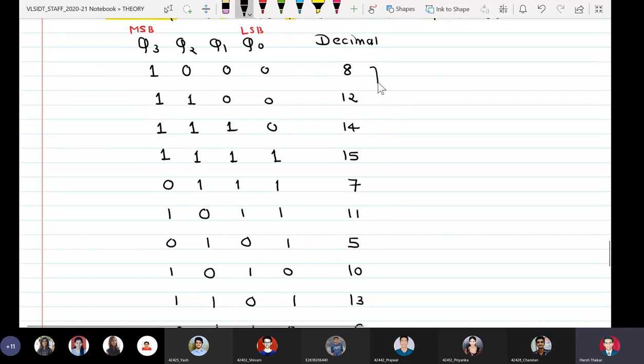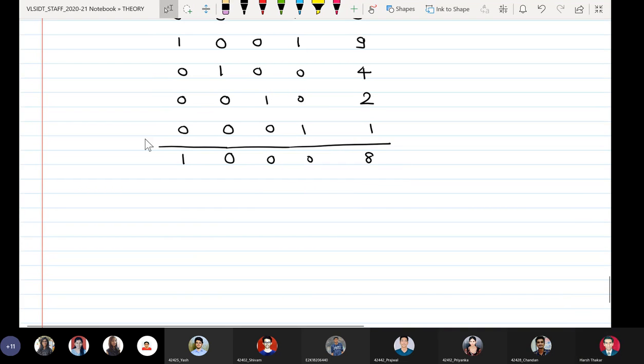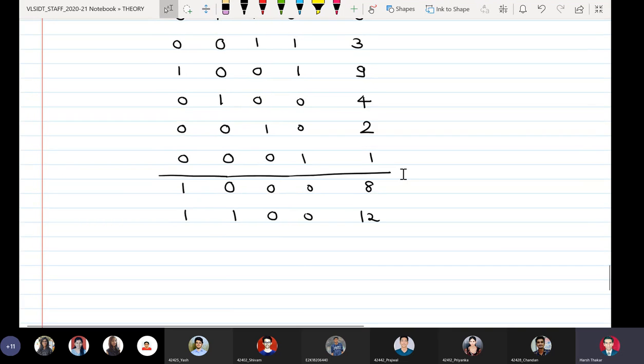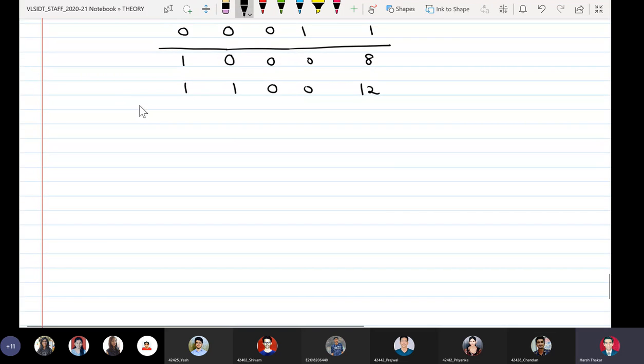So this is totally 15 unique states, and this repeats itself. After 8 we will again have 12. After this we will have 12 here. Okay, so 1 0 0 1, right? So this is called a PRBS.